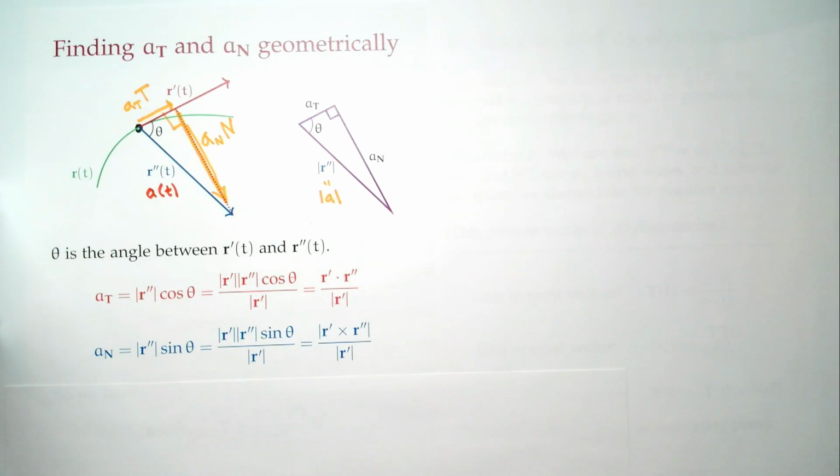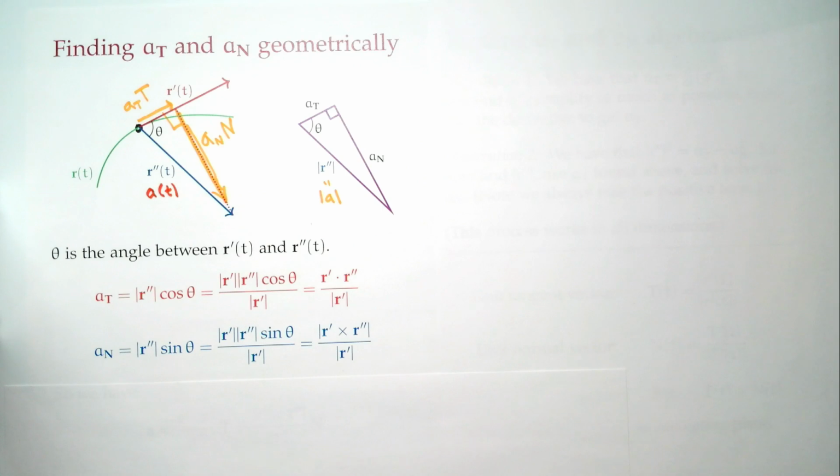That's the right idea, because the sine of the angle between two vectors shows up in the cross product. In particular, if I start with saying, look, I know my a sub n is the magnitude of r double prime times the sine of theta. Well, that's almost like the magnitude of the cross product if I add in this magnitude of r prime, so we do. And lo and behold, it's the magnitude of the cross product divided by the magnitude of velocity.